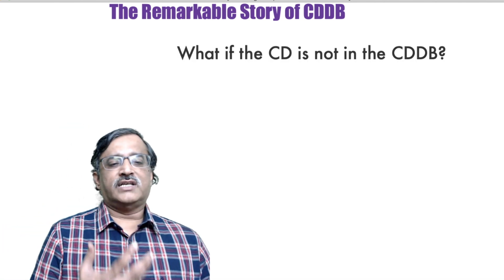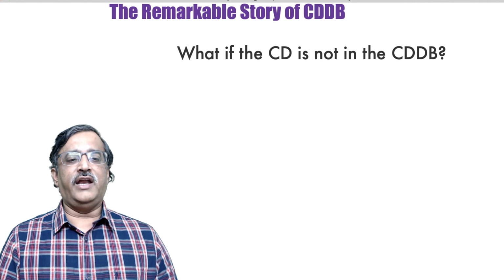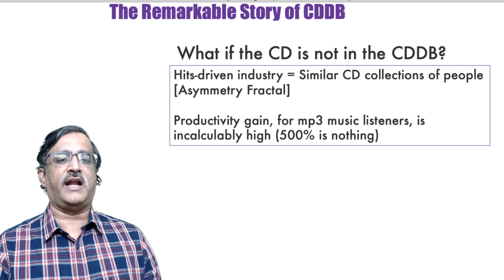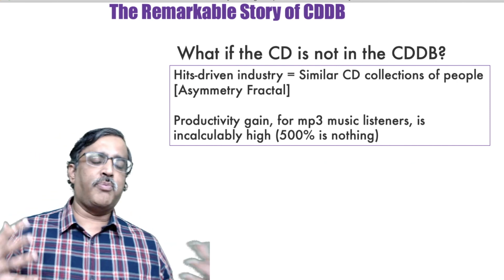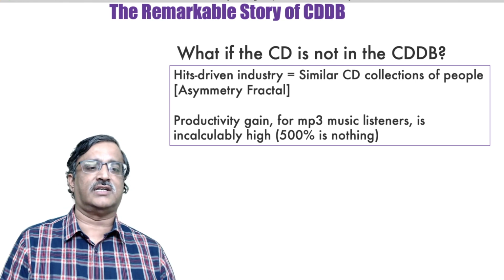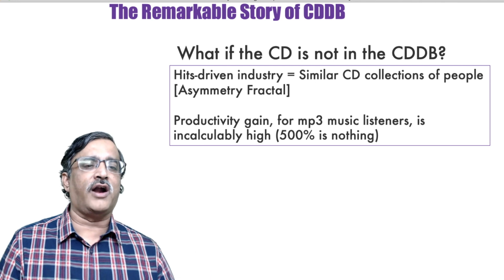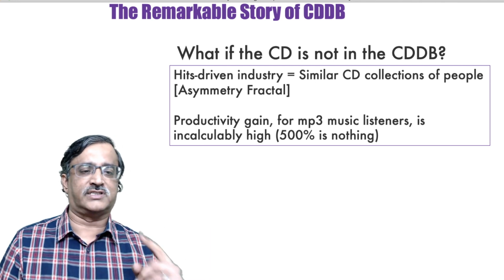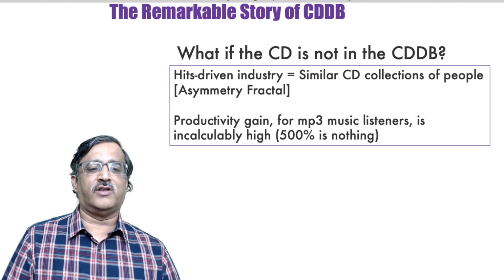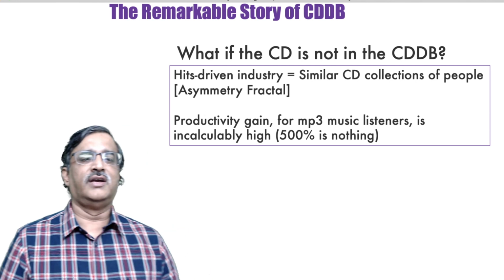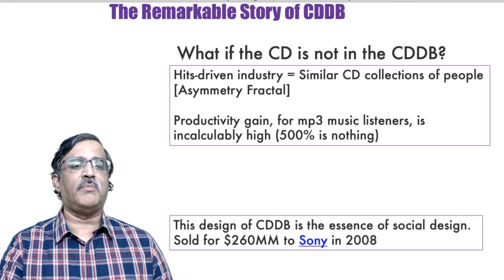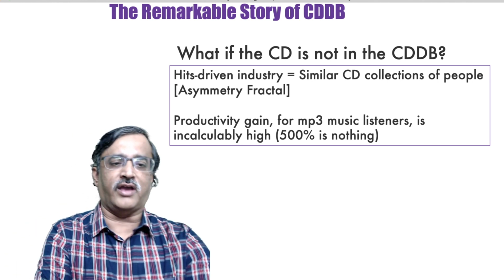Now, what happens when the CD's signature is not in the CDDB? The first time it is not there, we will enter it. But then they took advantage of the asymmetry fractal, because most of us buy the popular CDs, because the music industry is hits driven, which means our CD collections are similar. So someone in the community had already ripped that CD, and only one person has to rip it the first time. And the information is available to everybody else. Thereby, the productivity gain for the people ripping the CDs is just incalculably high. 500% is actually nothing. So this is a great example of social design, you can say.